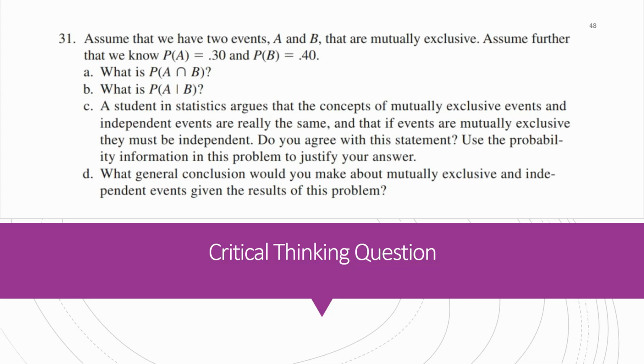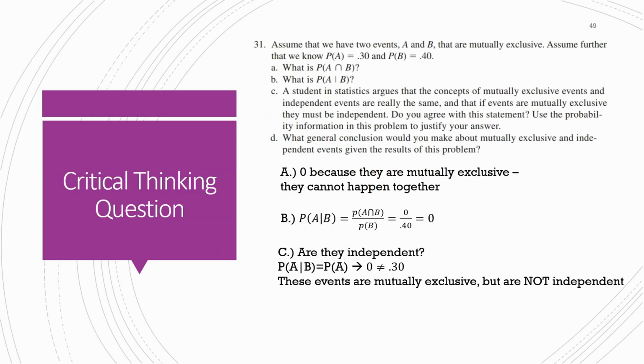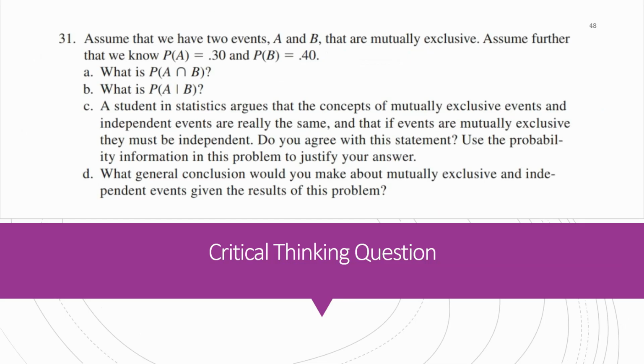Okay, what is the probability of A given B? Okay, so this is just asking for the conditional probability. We know the equation for that, right? That's just the probability of A and B, that joint probability, divided by the marginal probability. We're given the marginal probability. We already solved for the joint probability. It ends up being 0. Okay, so we're good with that.